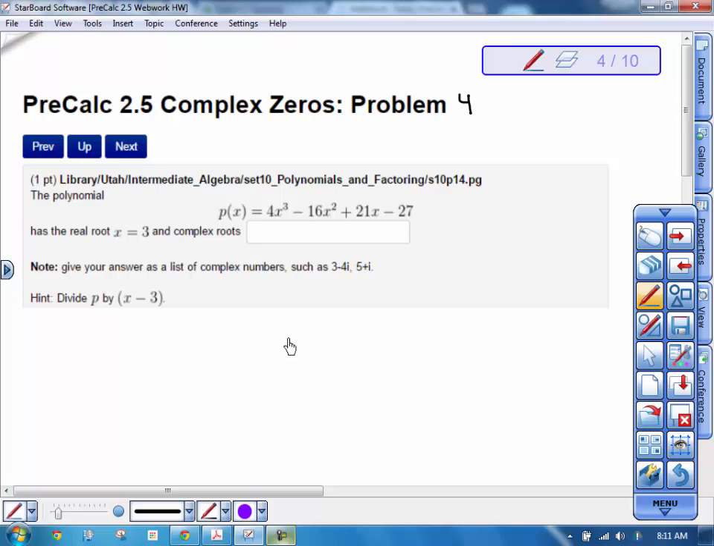This is another good problem then. It gives us a real root, so we know one of the factors is x minus 3. We can divide that into this polynomial to get what's left over, and then use the quadratic formula to find the complex roots.